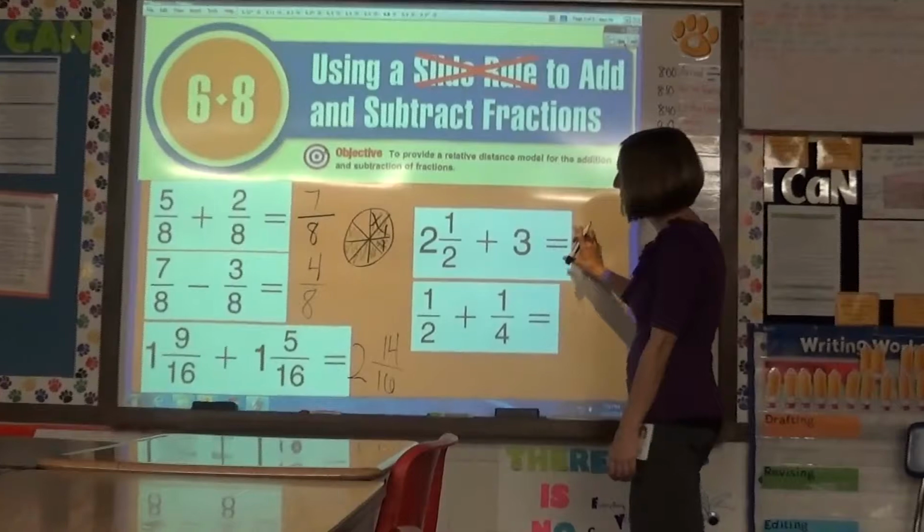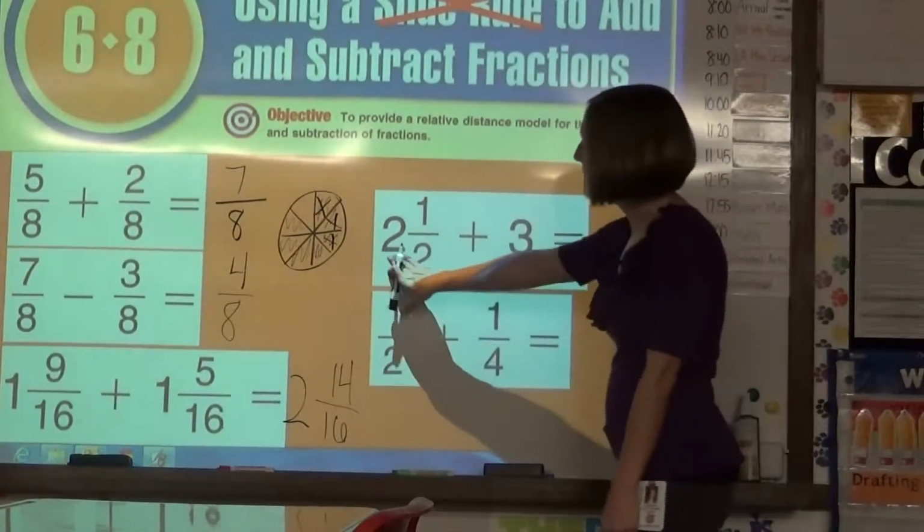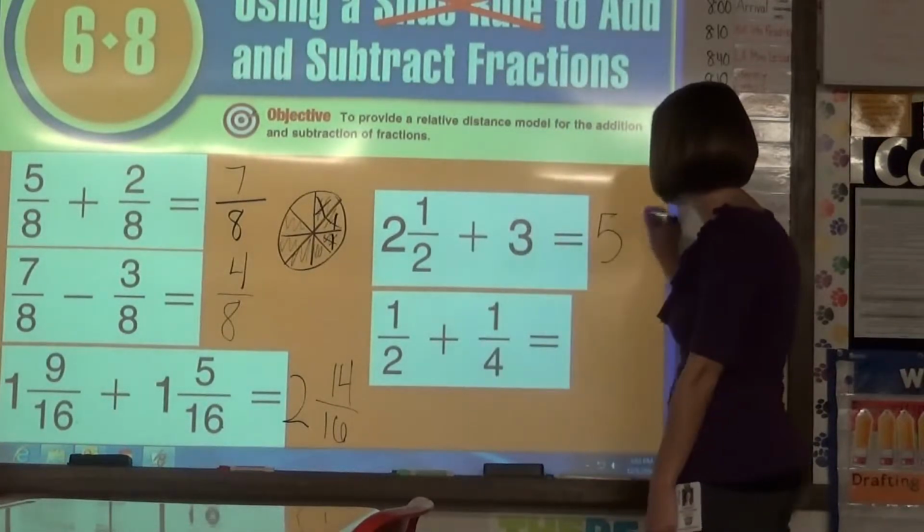In this example, I don't have a fraction in my second number. I just have the whole number 3. So all I need to do here is 2 plus 3 is 5, and then I have my half as my fraction.